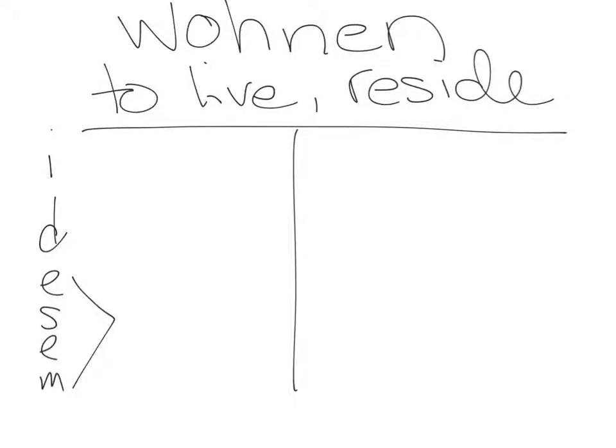Recording now. Okay, so here's a verb, wohnen, to live as in reside. And we're going to go through and conjugate. So, what's our stem of the verb? Okay, so let's go through and put that in.